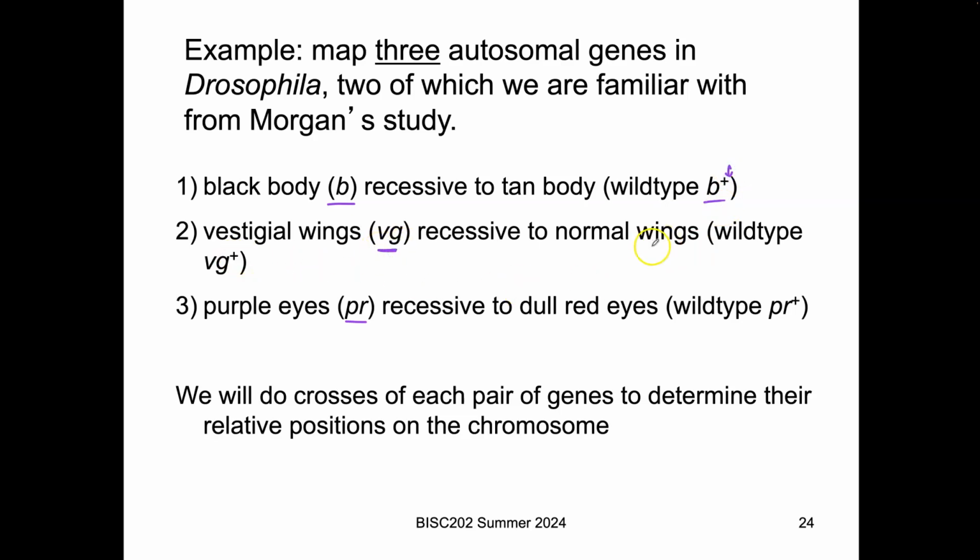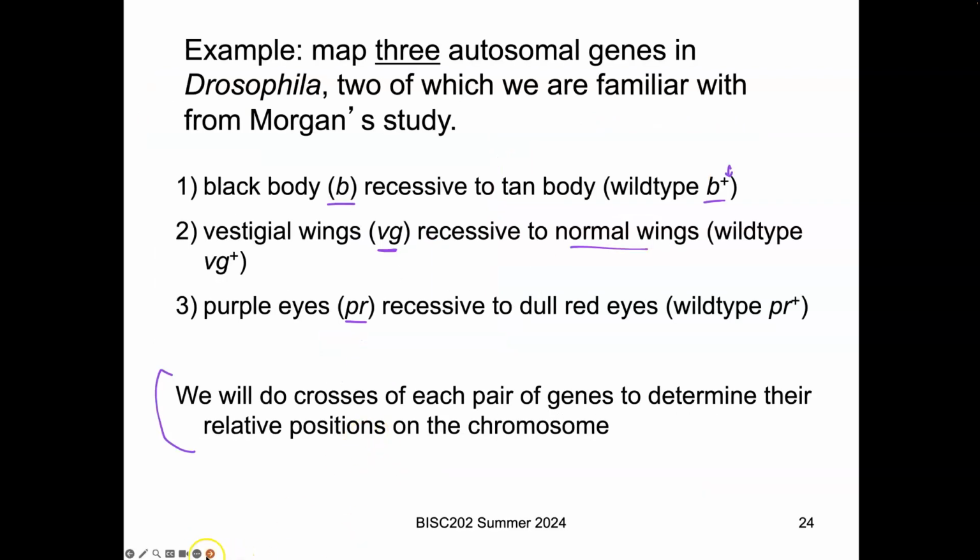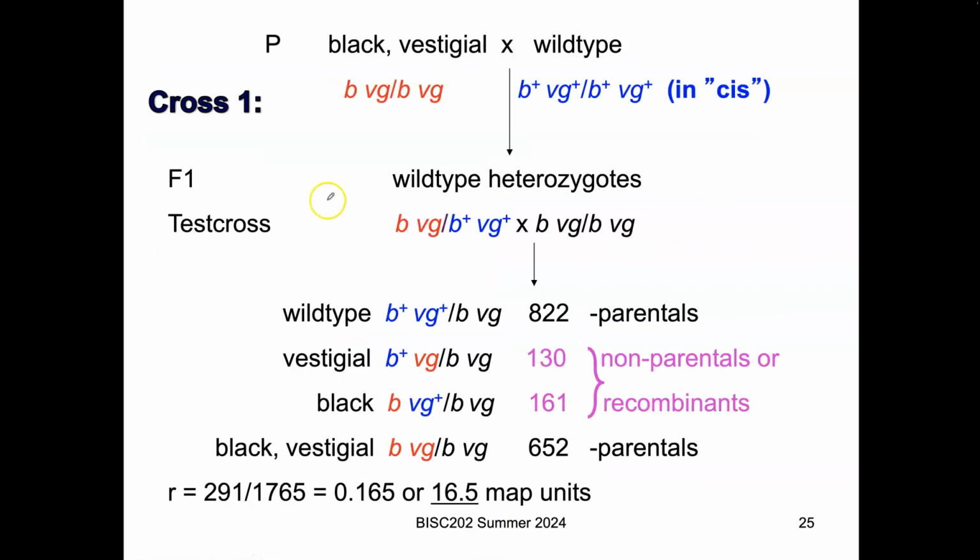Vestigial, stubbly wings that are shorter than normal compared to the normal wings, and purple eyes, recessive to the wild type, the normal dull red color. And so we're going to do 3 sets of crosses, each pair of genes, so that we can look at black, purple, and what's the other one, vestigial, and find out what their order is and what the relationship is to the other 2. Okay, so 3 sets of crosses.